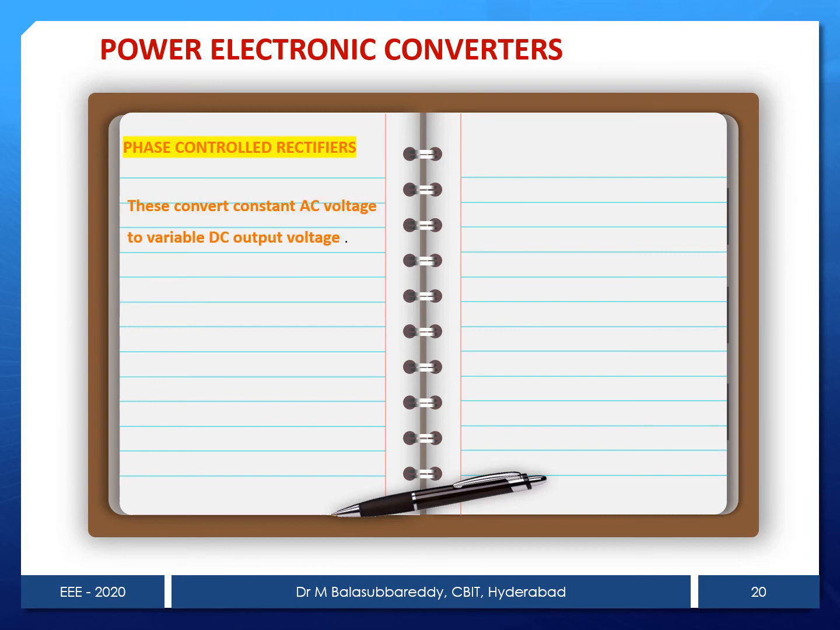In phase controlled rectifiers, these converters convert fixed AC to a variable DC output voltage. These rectifiers use line voltage for their commutation. Here we need to remember one new word: commutation. What is the meaning of commutation? The process of turning off the device, we call it commutation.